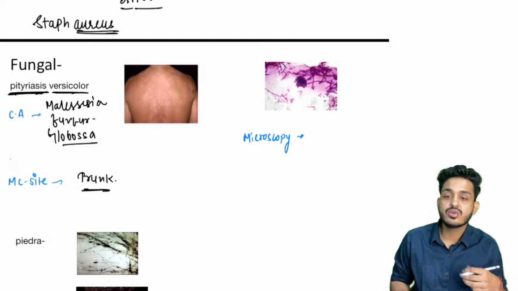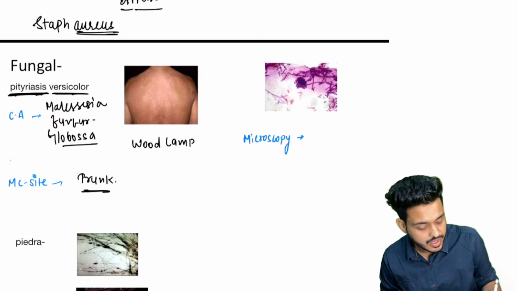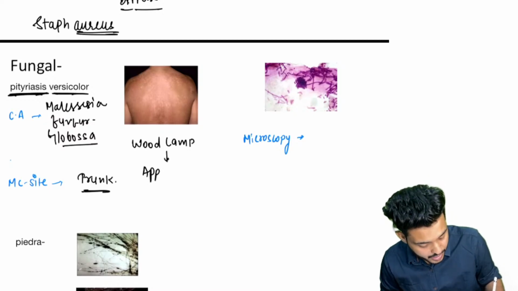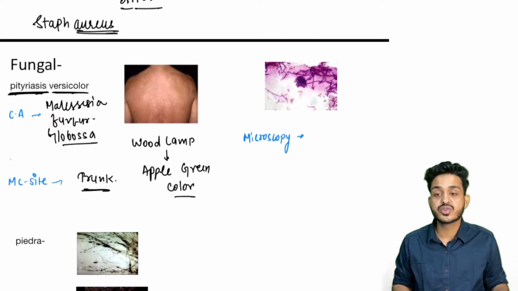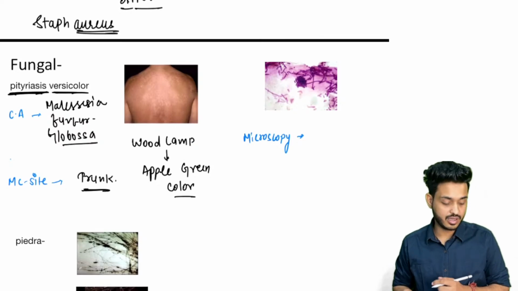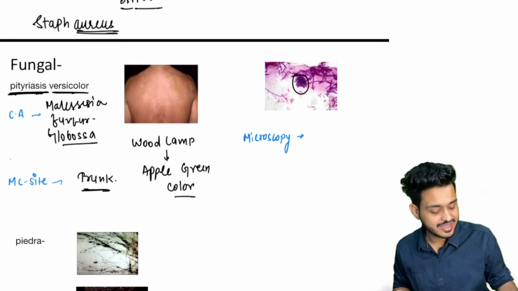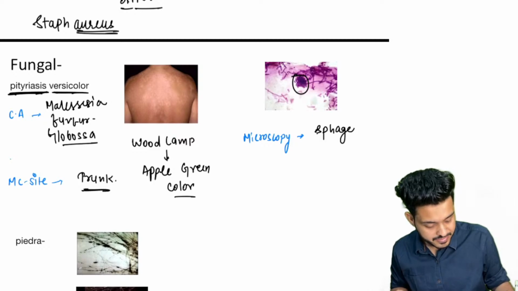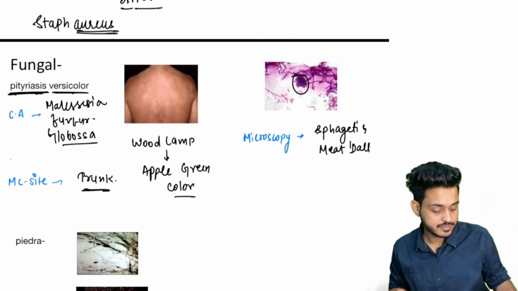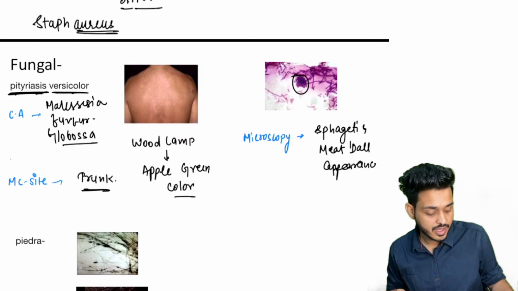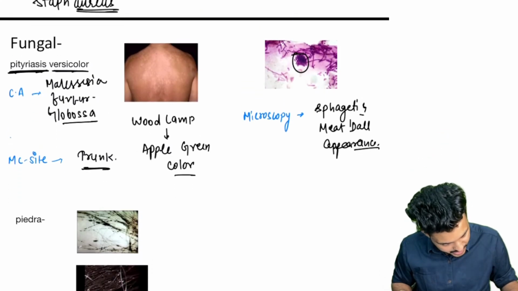When you look at the Wood lamp examination, what you will find is an apple green color. It will be showing you apple green color. And when you look at the microscopy, guys, you will find a very characteristic appearance, that is spaghetti and meatball appearance. That is very important.